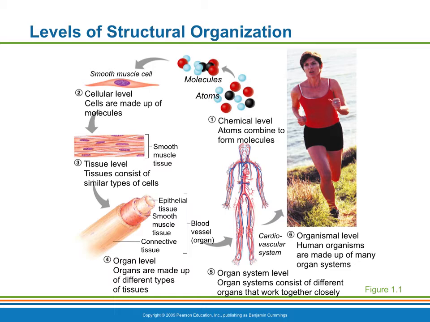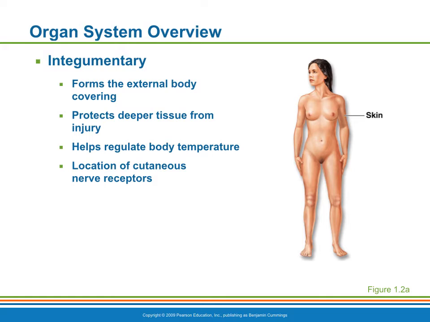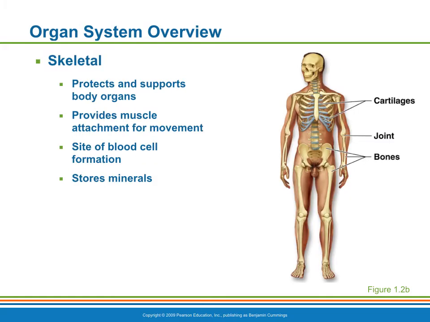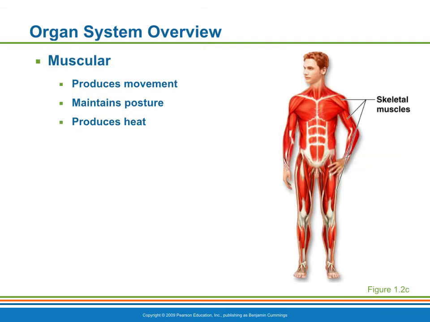Now, we're going to give a brief overview of all the different systems of the body. We've got the integumentary system. That is the skin. And you can see here that it protects you from deep tissue injury. It helps regulate body temperature. It's the location of all those cutaneous nerve receptors so that you can feel everything. Then we have the skeletal system. That protects and supports the body organs. Allows some movement so that when the muscles are attached to it, you can move around. The site of blood cell formation. It stores minerals. Then we have the muscular system, maintaining posture, producing heat, helps with movement, produces the movement actually.